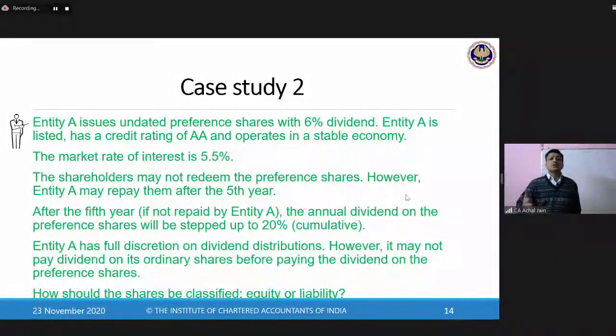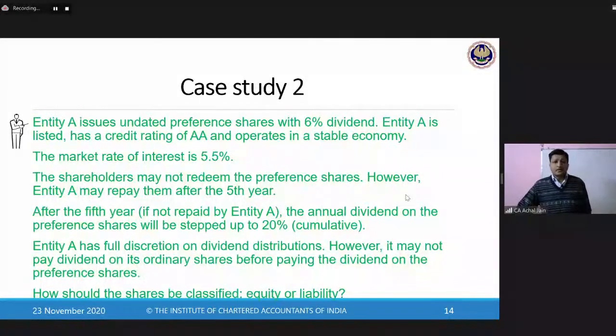Undated means there is no date of repayment. Shareholders may not redeem the preference shares. However, entity A may repay them after the 5th year. So entity A, that means the issuer, may repay after the 5th year.